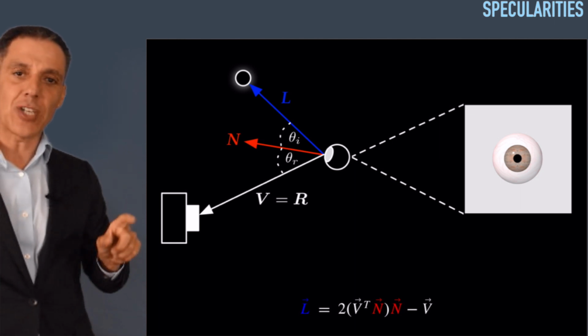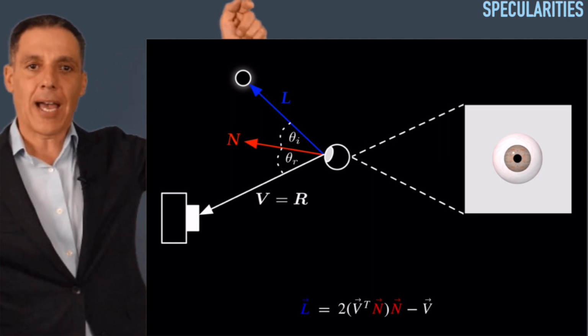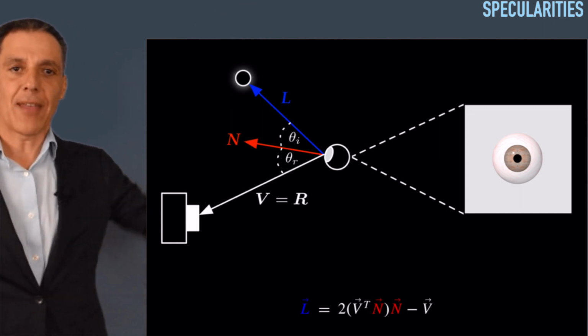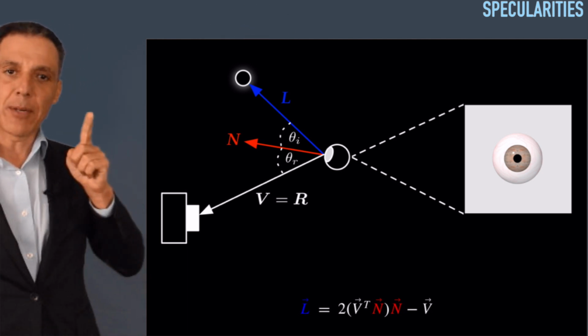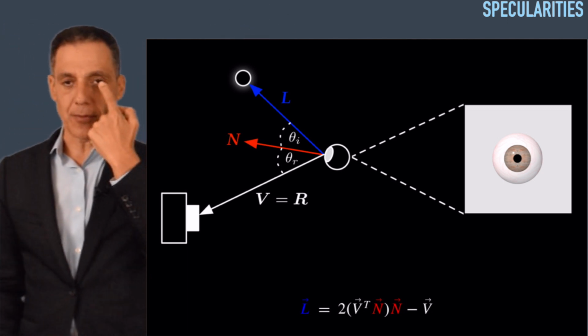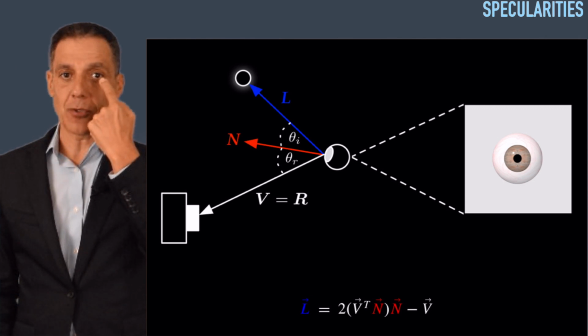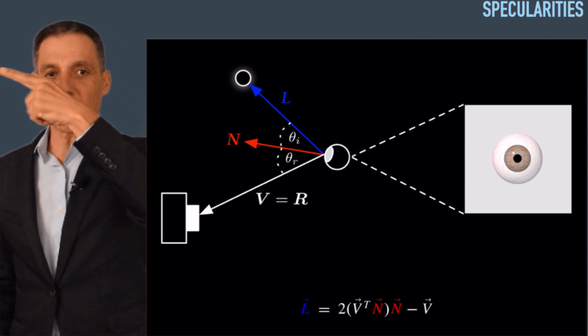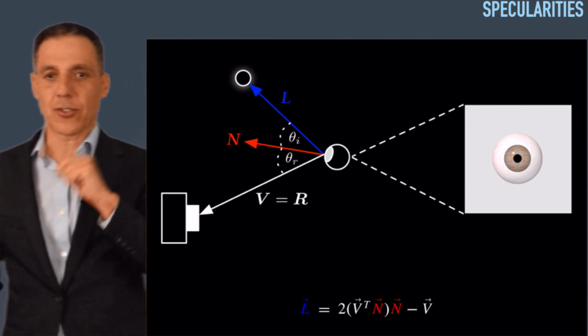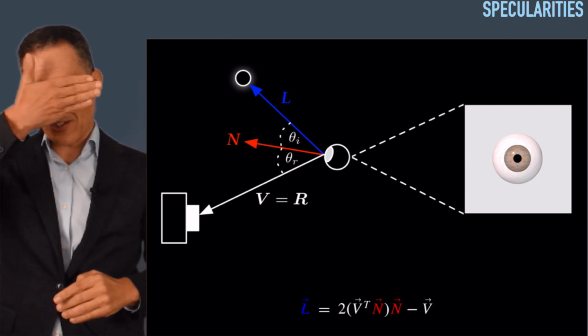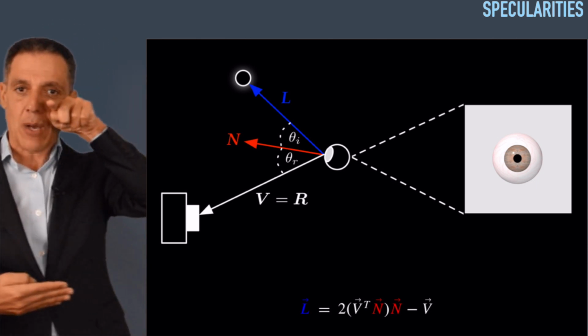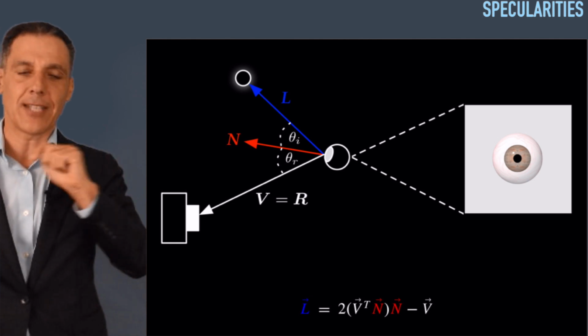So here's the basic geometry. I've got a camera here. I have a light source over here up top, and then an eye in the middle. I'm going to pick a point on the surface of the eye where the specularity shows up. I'm going to draw a surface normal from that. That is the red n. Surface normal means I fit a planar patch to the tangent of the surface of the eye. The perpendicular vector goes outwards. That is n.